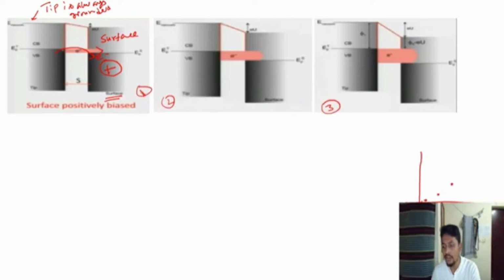So this is the voltage, U is the voltage here, and this is the tunneling current. We are going to get more and more current whenever we apply more and more bias.